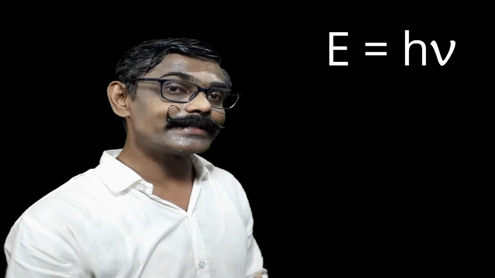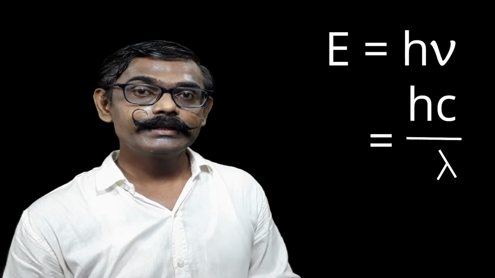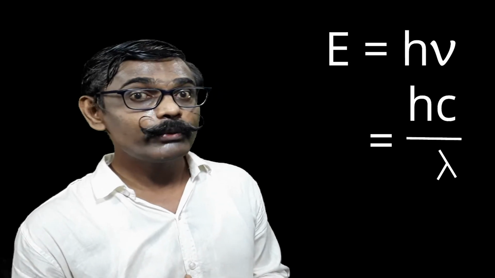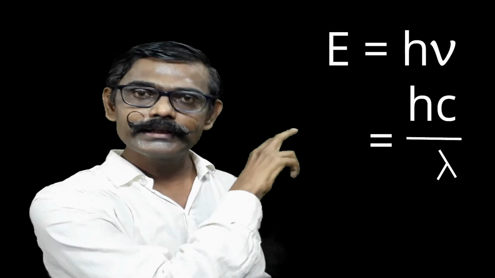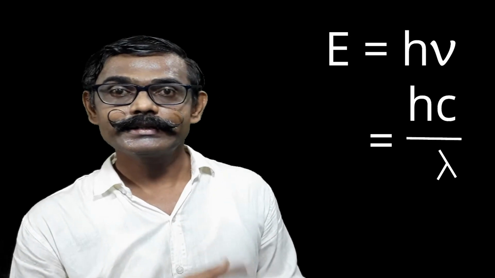Another way, how can we represent that? E is equal to hc upon lambda. If we know the wavelength, then this formula can be used. Or if you want to find the wavelength, then this formula can be used.